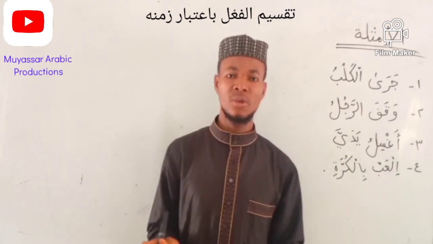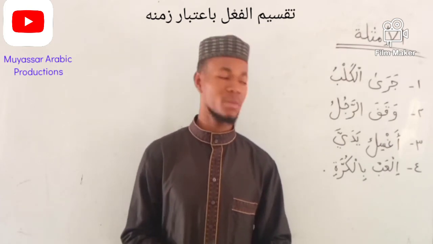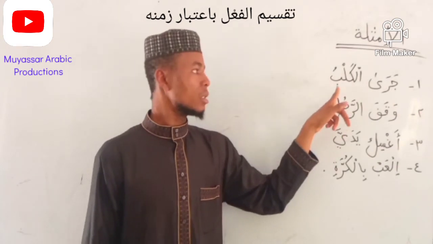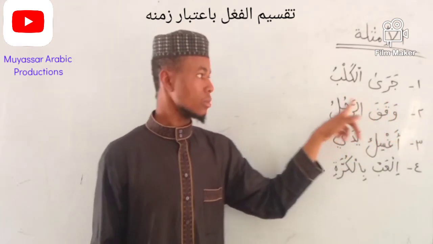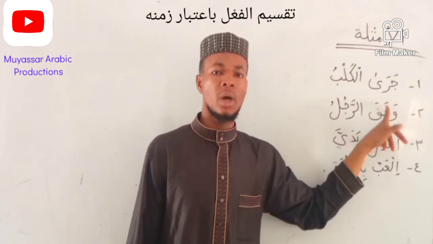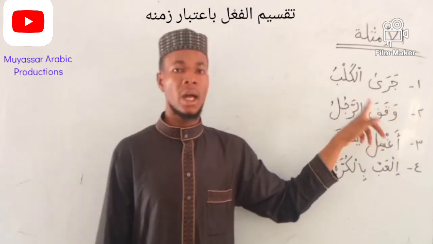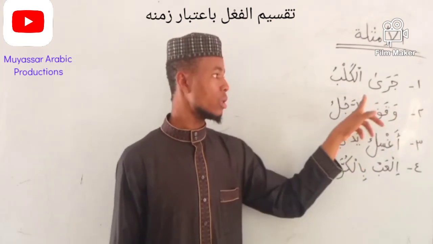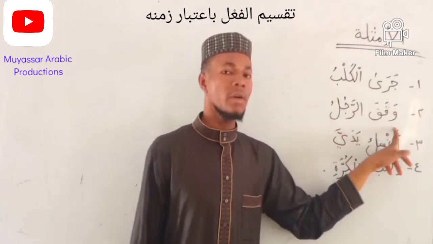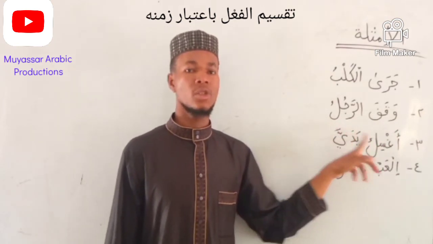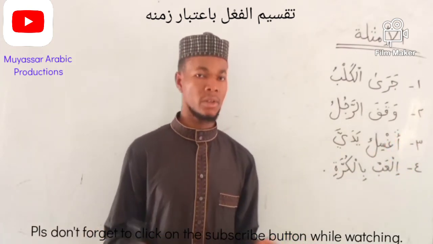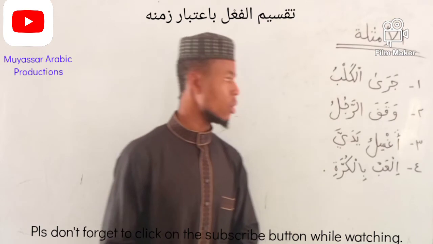Now let's look at a few examples that we have drafted from the textbook. The first is jara al-kalbu, meaning the dog moved or walked. So the word jara is known as al-fi'l. Which type of fi'l? Fi'lu al-madi, because the action is in the past tense. Then the second example is waqafa al-rajulu, meaning the man stood. So the verb waqafa is also considered as al-fi'lu al-madi, the past tense, because it is referring to an action in the past.